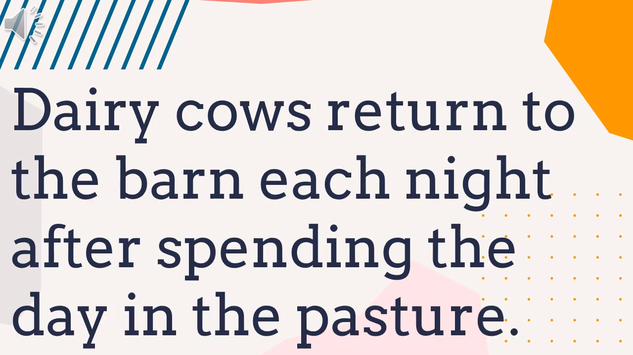Dairy cows return to the barn each night after spending the day in the pasture. Well, because they're returning to the barn, that's an action, so we're talking about a behavior. And the dairy cow doesn't automatically know what a barn is or that they should come back to the barn at nighttime. So that would be something that they had to learn, that that's the expectation that they come into the barn in the evening. So this again would be a learned behavior.